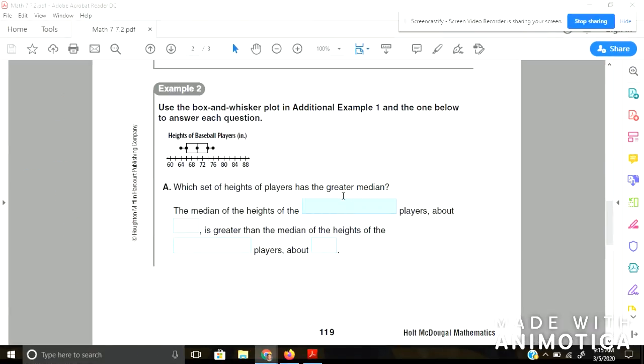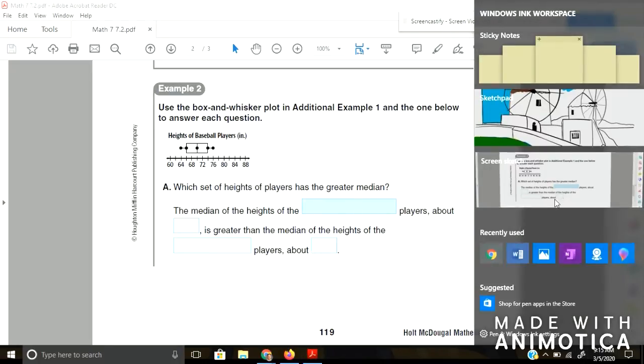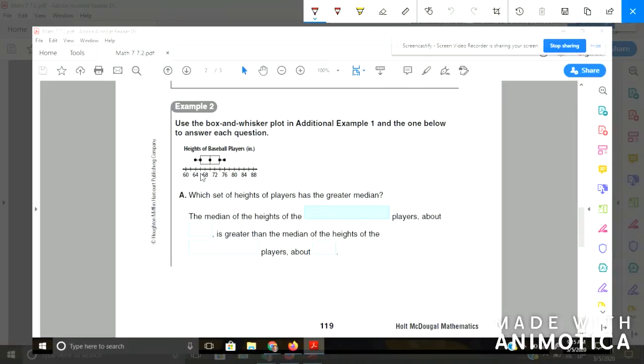All right, we're going to try that again, another example here. In this one, it says, use the box and whisker plot in the additional example 1 that we just did, and the one below to answer each question. So here's another box and whisker plot, and it's different than the first one. In this one, our lowest number is 64, our greatest number is 76, the median is 69, and then I've got the lower and the upper quartiles.